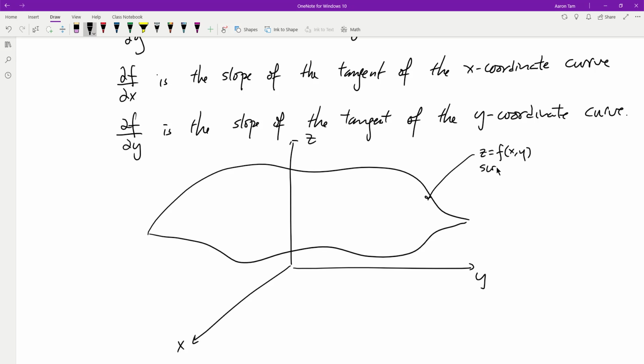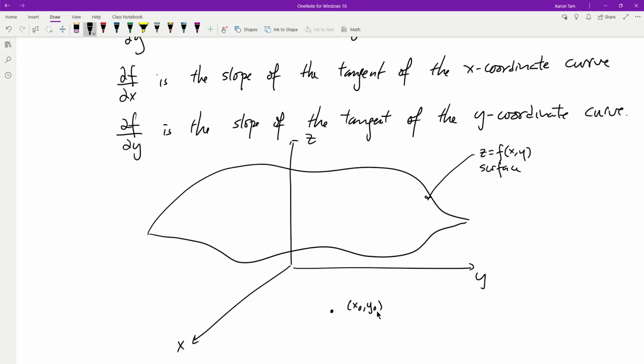And let's say we have this surface. So here's my surface, z equal to f of x, y. I'll probably draw the surface over the xy plane. Okay, can it be under the xy plane? Yes, it can, but it's just easier for me to draw it over the xy plane.